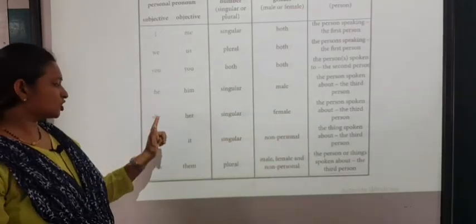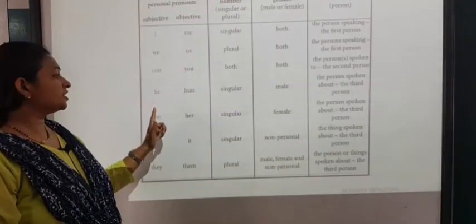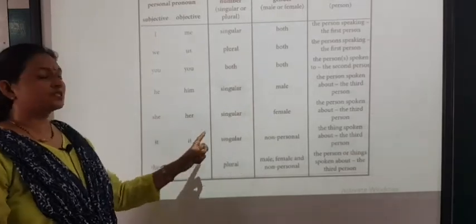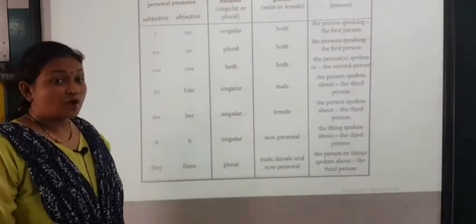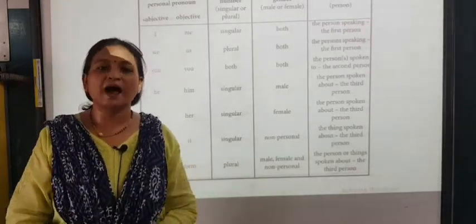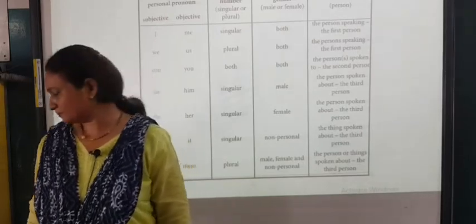Now he, she, it is singular number. They is plural. He is used for a male. She is used for a female. It is used for anyone but inanimate object. And you know, according to grammar, plant kingdom and animal kingdom are considered as inanimate.